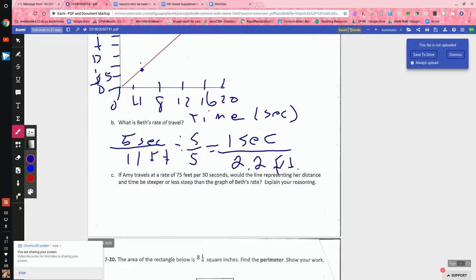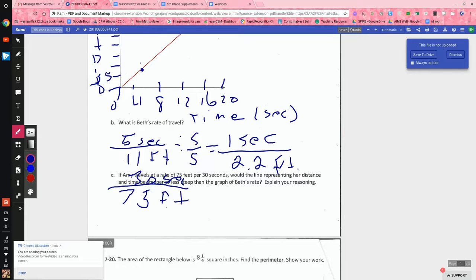Amy then travels 75 feet per 30 seconds. Would the line representing her distance and time be steeper or less steep than the graph? Explain. Well, first, let's break down Amy using what we know. She goes 75 feet in 30 seconds.